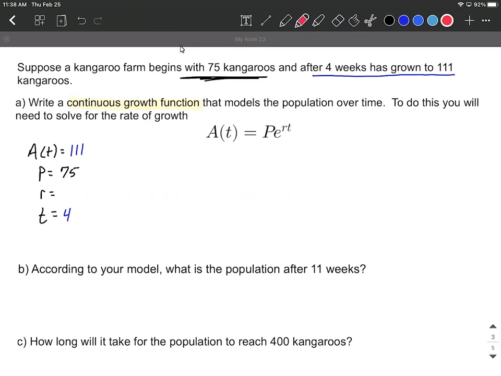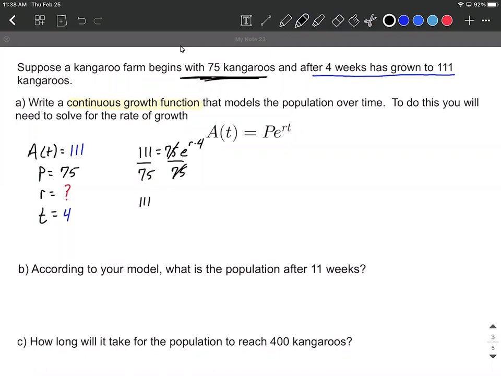We don't know what our rate is. So let's plug in the information we do know and then try to solve down for our rate. So we have 111 equals 75 e raised to the r times 4 power. Our time is going to be in weeks because it was 4 weeks given to us. All right, now we need to solve for r, but it's up in the exponent. That makes this an exponential equation. So the first thing we want to do is isolate the exponential part, the e to the power in this case. That exponent is not attached to 75, so we're going to have to divide by 75 to move that to the other side.